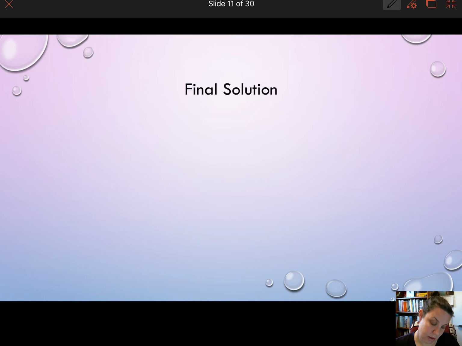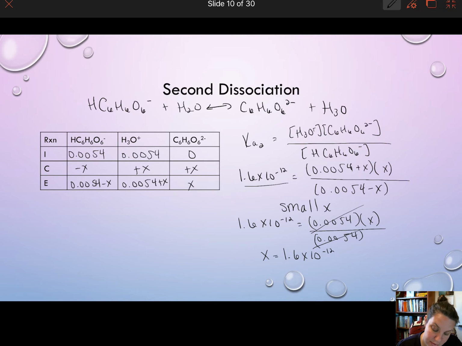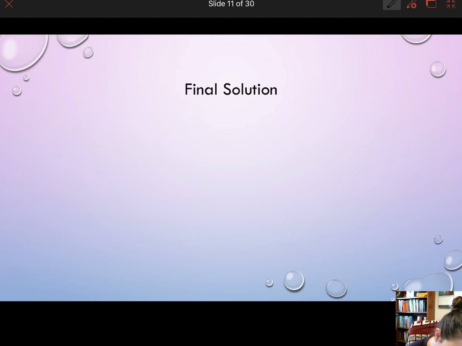Okay, so we can now use all the values we got for our x values, our x1 and our x2, to solve for all of our concentrations. So H2C6H6O6 is equal to 0.37 minus 0.0054, our first x value, giving us a value of 0.364 molar here.